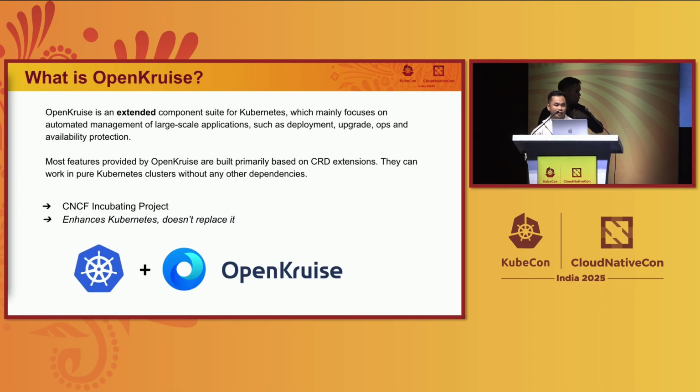So first off, what is OpenKruise? OpenKruise is an extended component for Kubernetes. It's mainly focused on automated management for large-scale applications, like deployment, upgrades, operation, and availability protection. OpenKruise is a CNCF incubating project, which means it is considered stable and is used successfully in production by many companies as end users. So typically, OpenKruise is combined with Kubernetes to get the most out of a container orchestrator for highly critical workloads. And let's explore what OpenKruise can do.